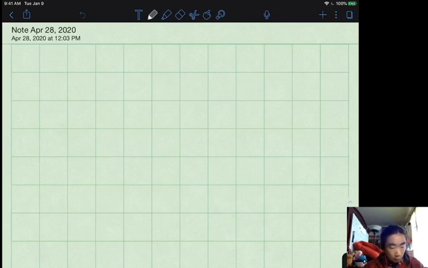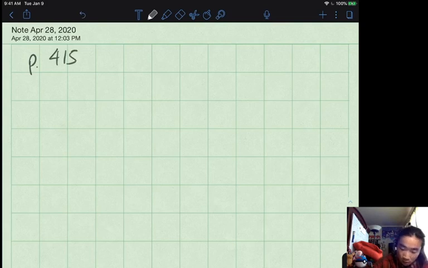So let's go over a couple more complete the square examples. I'll go off the classwork that was assigned, the written exercises. So this is page 415. Let's try number 1.